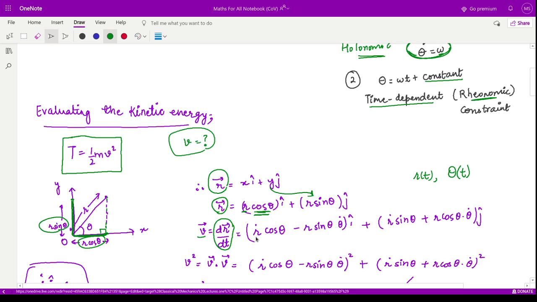So we'll first take the derivative of r, that would be r dot, and cos theta as such, and then we'll keep r as such, and then we take the derivative of cos theta, that would be minus sin theta into the derivative of theta, that would be theta dot, into i cap as such. Again we have to apply the product rule over here, so we get this quantity. So now v square would be v dot with v.